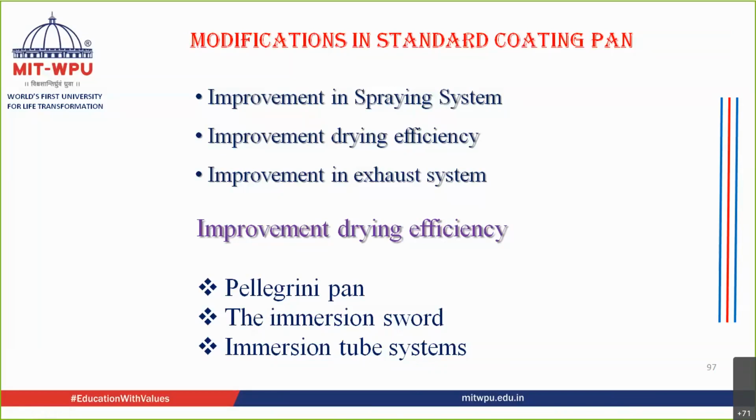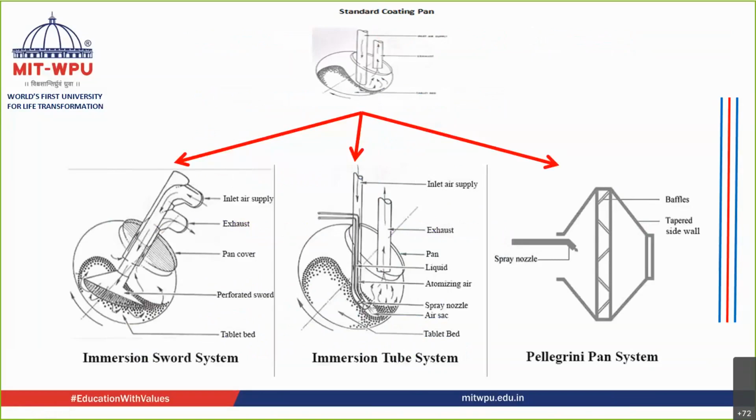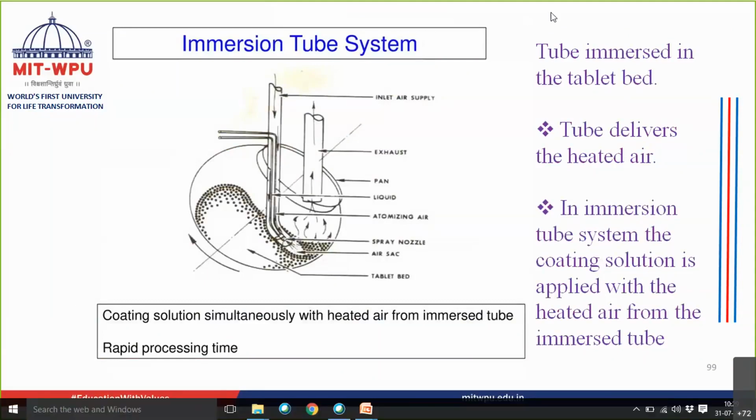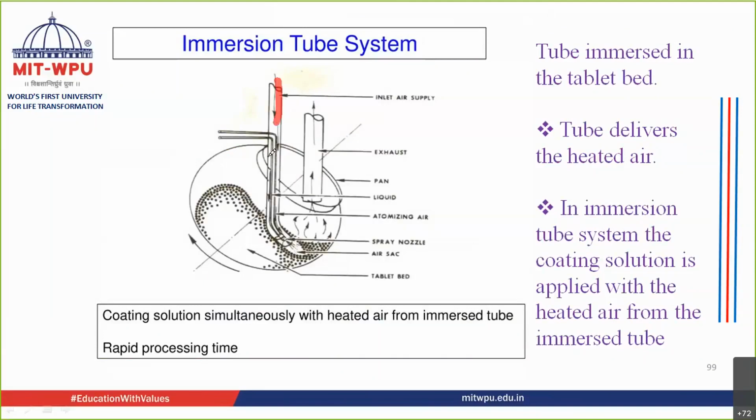Okay, let us see the first one. These are the figures of the immersion sword system, immersion tube system, and Pellegrini pan system. Moving ahead, the immersion tube system consists of a tube from which the hot air goes inside. So from here the hot air is going inside, and this tube is immersed inside the tablet bed. This is your tablet bed, this is how the tablet bed is moving, and inside this tablet bed your tube has been immersed.